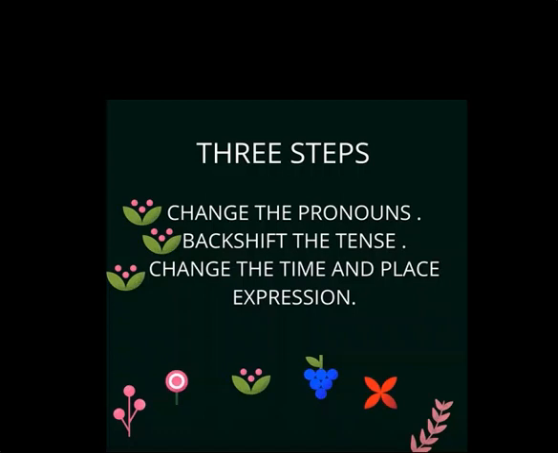Here come three steps to convert a sentence from direct speech to indirect speech. Change the pronouns. We have to check a sentence. For instance, "I write poetry," she said. She said that she wrote poetry. So here I changed into she.